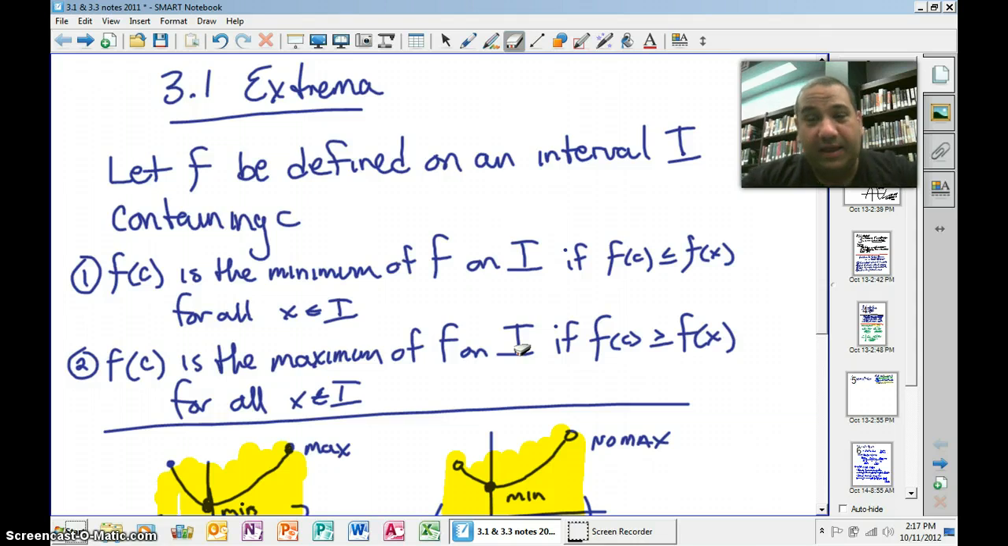Let f be defined on the interval I containing c. f of c is the minimum of f if f of c is less than every f of x on the whole interval. This is a lot of jargon for you. f of c is the maximum if f of c is greater than any f of x on the interval. That's all that's saying. Here is how it looks.